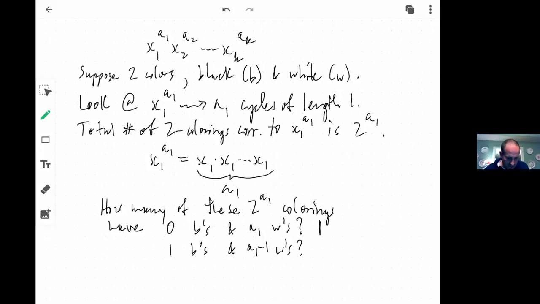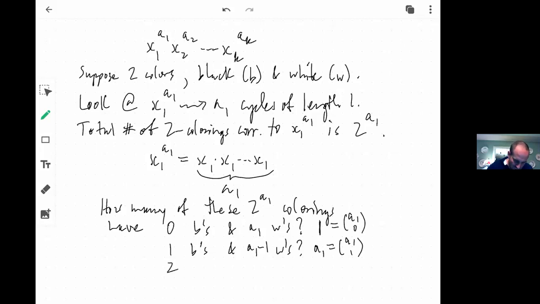Okay, so how many of them are going to have 1 B and a1 minus 1 W's? Well, I just have to decide which of these a1 distinct 1-cycles gets the black and the other ones get the white. Okay, so that is a1, which is really just a1 choose 1. And by the way, if you think about it, 1 is just a1 choose 0. If you think about it for a minute.